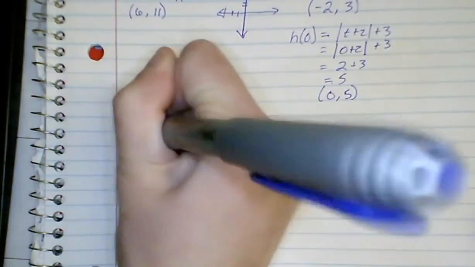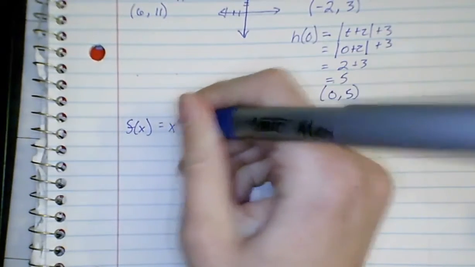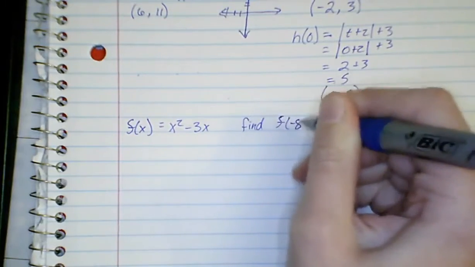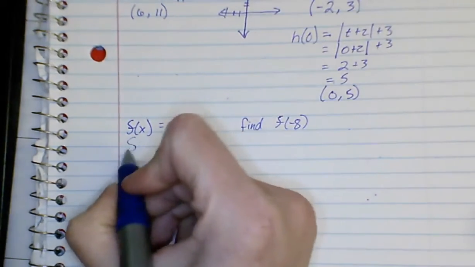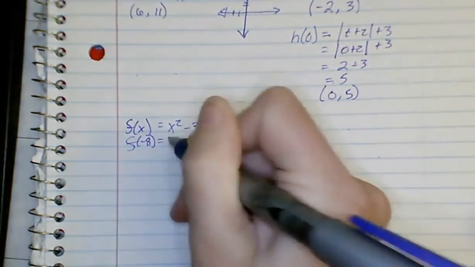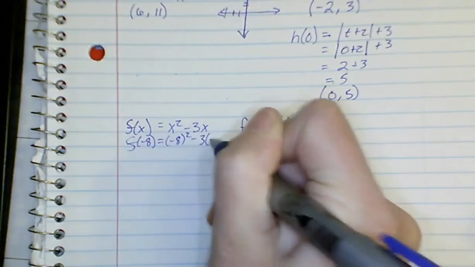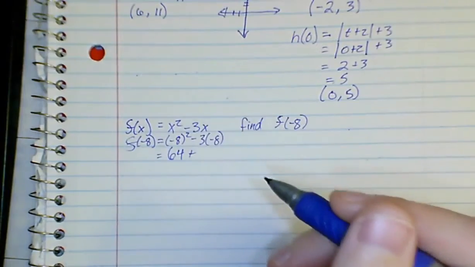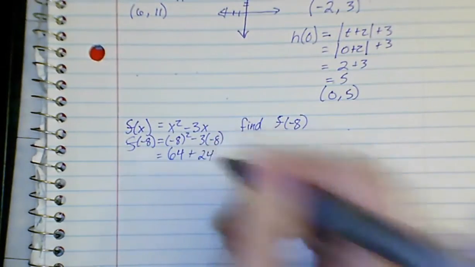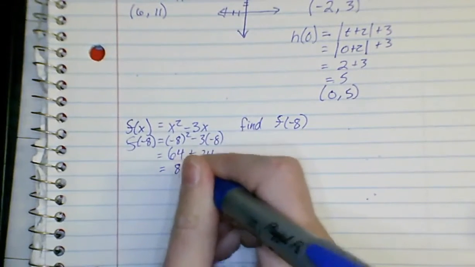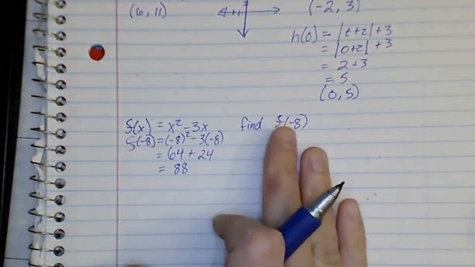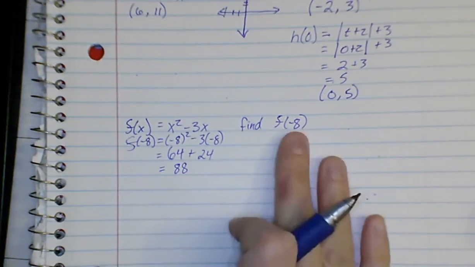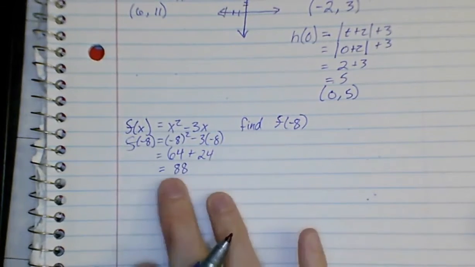So f of x equals x squared minus 3x. We're going to find f of negative 8. So f of negative 8 equals, plug in negative 8 for x. We'll have 8 times 8 is 64 plus 24. That will equal 88. So if the input is negative 8, then our output is 88. That's another way you can think of this. This is the domain, this is the range. This is the input, what's the output?